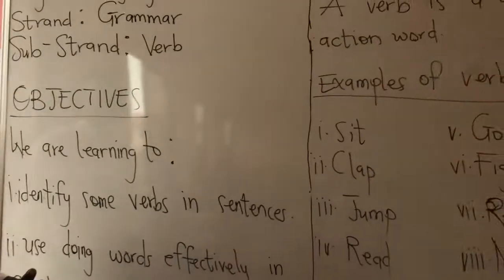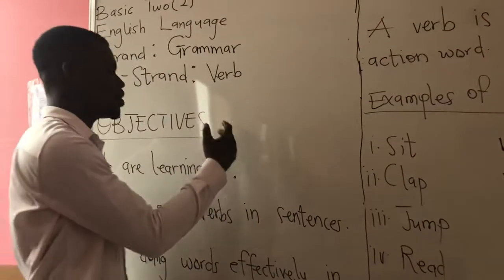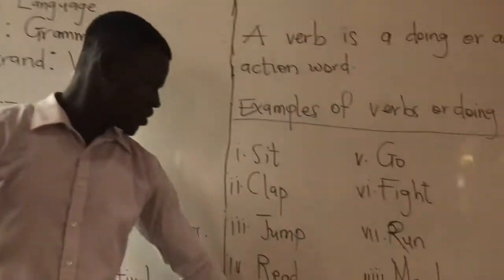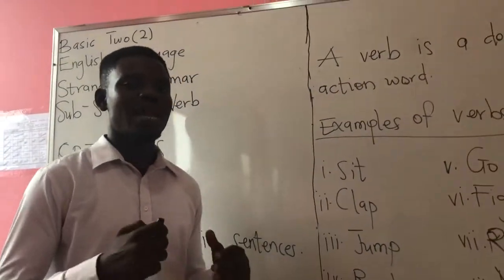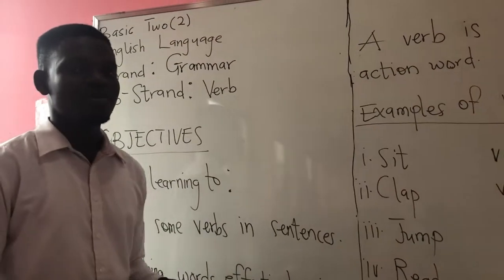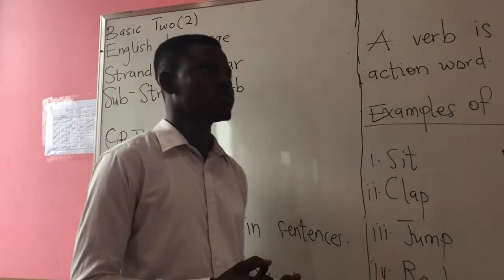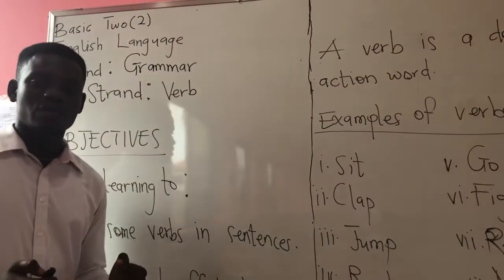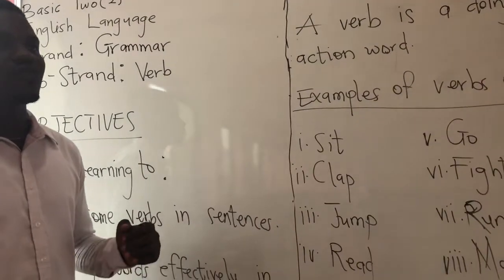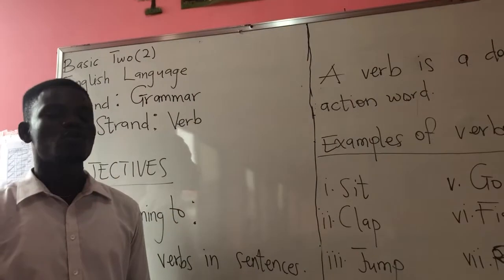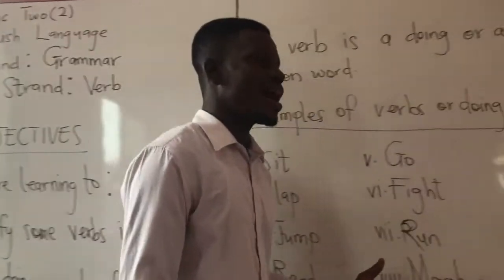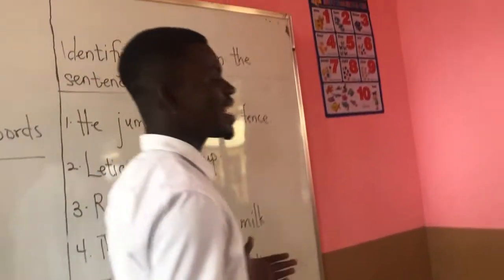So when we say a verb, what is a verb? In our previous lessons, we know that a verb is a doing word or an action word. So when I say run, what comes to mind? The first thing you think of is to run. When I say walk, what am I doing? I am walking. I am performing an action.